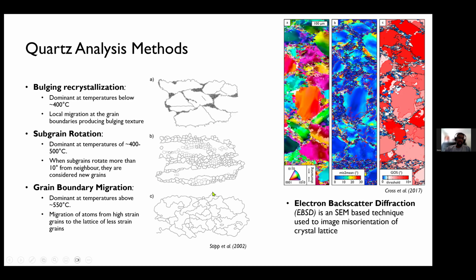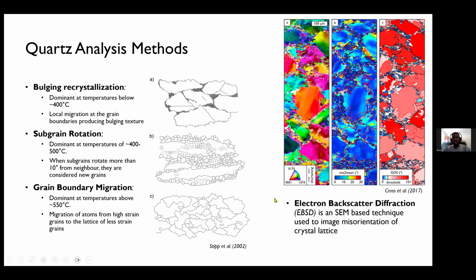So finally, looking at grain boundary migration, this becomes a dominant mechanism above temperatures of 550, and it produces a texture something like we see here. And so this is described as larger recrystallized grains with intergrown crystals. These grains generally have serrated to lobate grain boundaries, and you can also see chessboard extinction in these crystals as well.